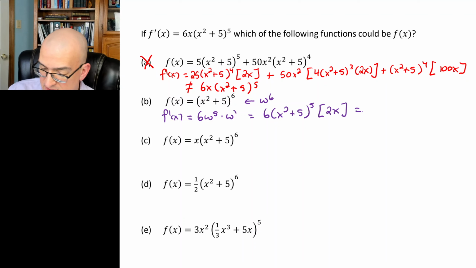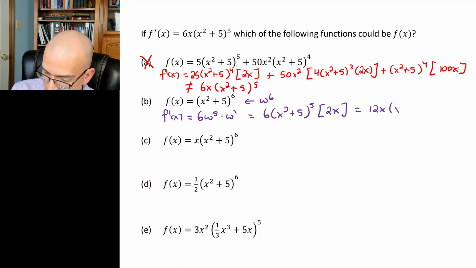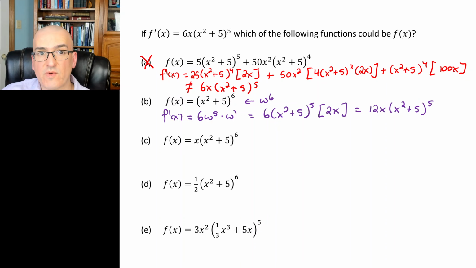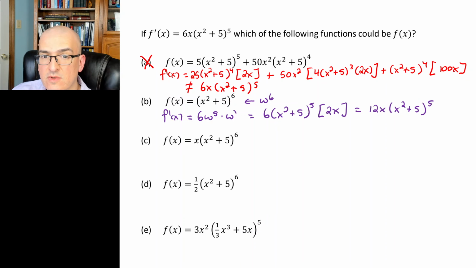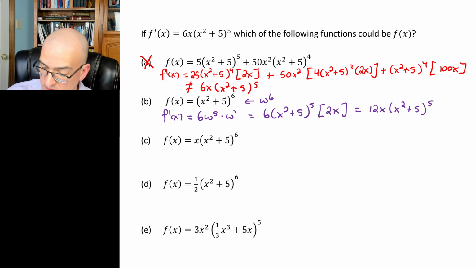And I'll simplify this because this looks kind of close. This is going to be 12x times x squared plus 5 to the power of 5. So not quite. We want this to be a 6 in front, not a 12. So that's what the problem is.